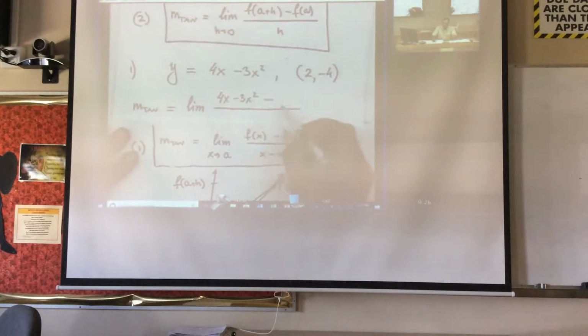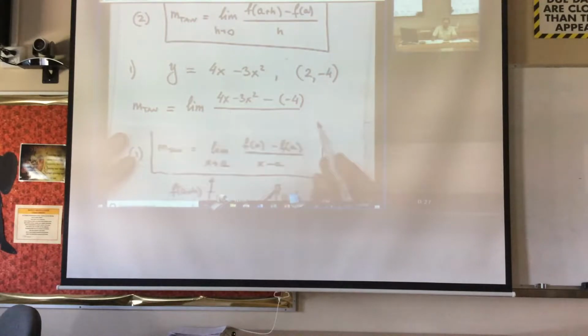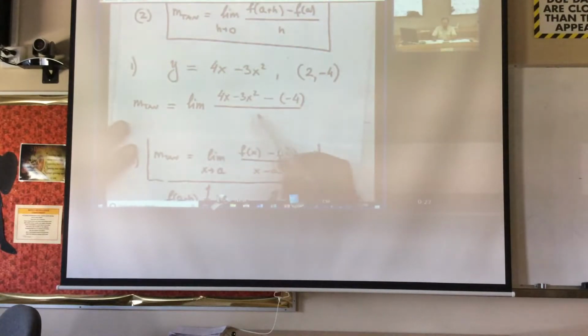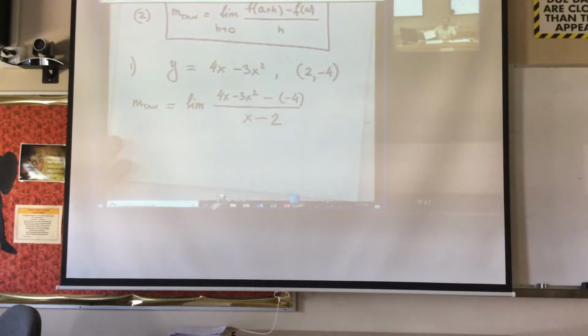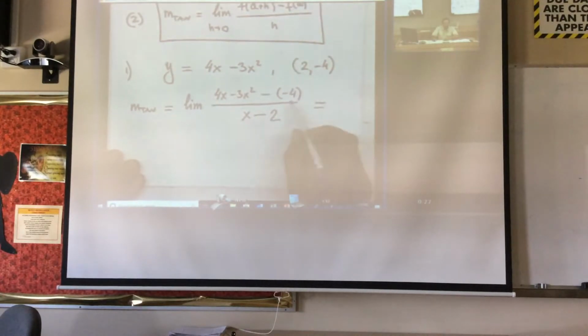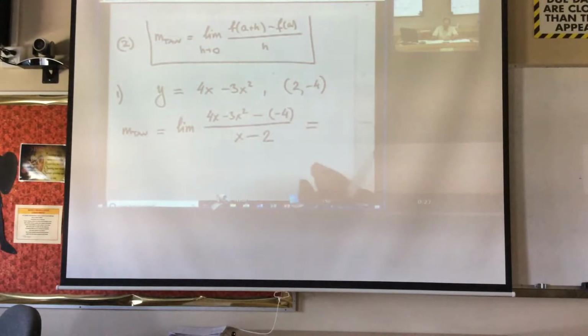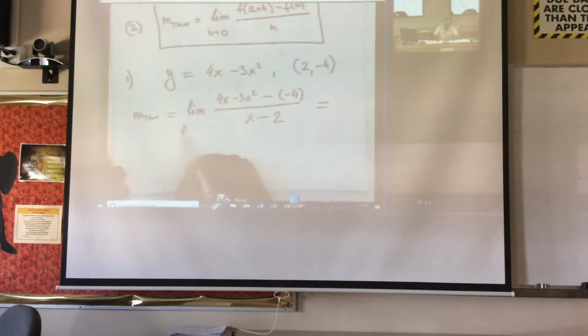So I'm going to put minus -4, according to the expression right here that we have. And what we get on the bottom is x minus what? What is your a? 2. So this is what we have. That's our expression. And again, how do we get -4? We took this 2, substituted into the function because the formula said minus f of a. And x is approaching 2.